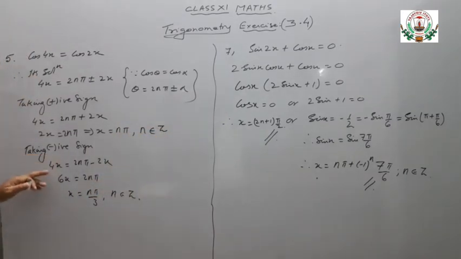Taking negative sign, 4x equals 2nπ minus 2x. 4x plus 2x, 6x equals 2nπ, x equals 2nπ upon 6, which becomes nπ by 3, where n belongs to the integers.